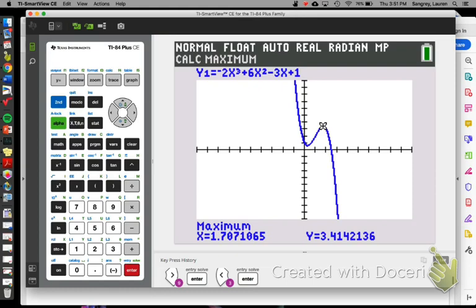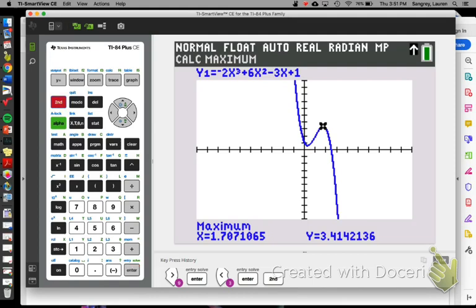But here's your max. It gives you your x and y values, and it is as a decimal. So you can round. So the max would be 1.71, 3.41. So that would be our max. And then we're going to do the same thing, but for the minimum.